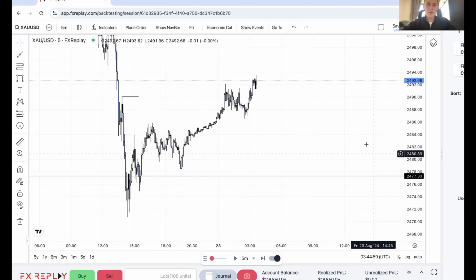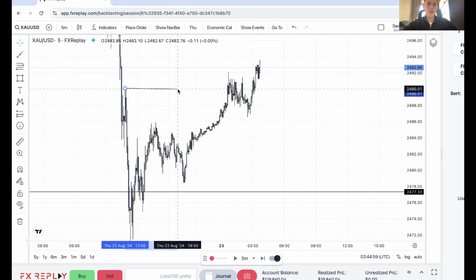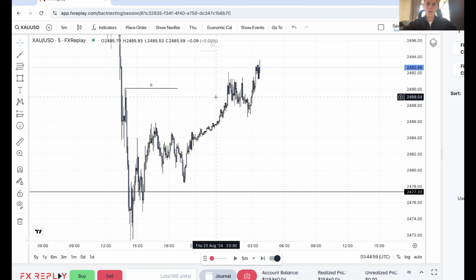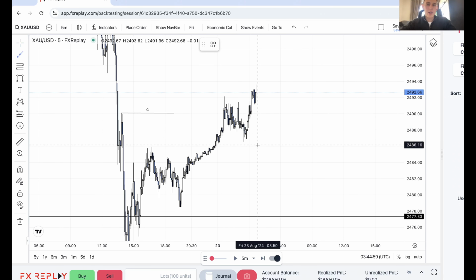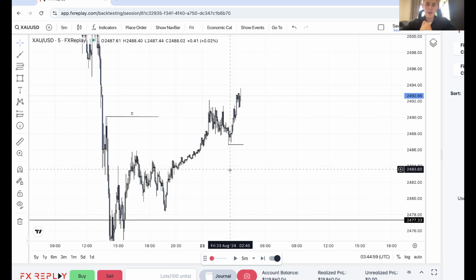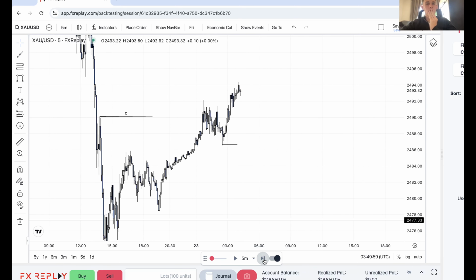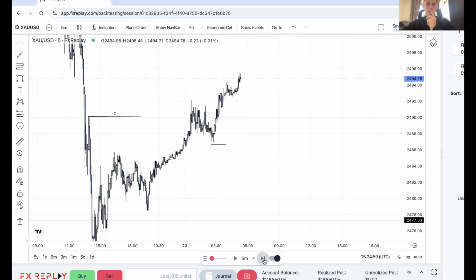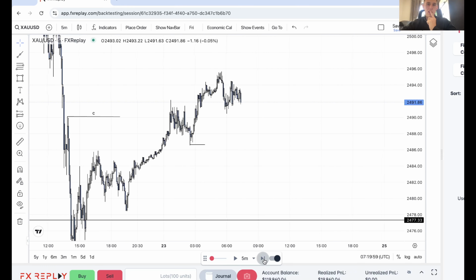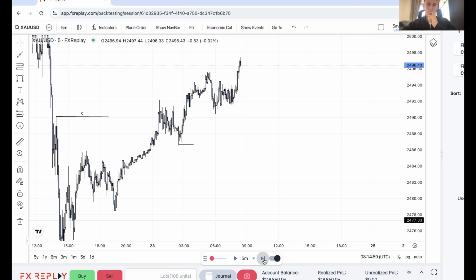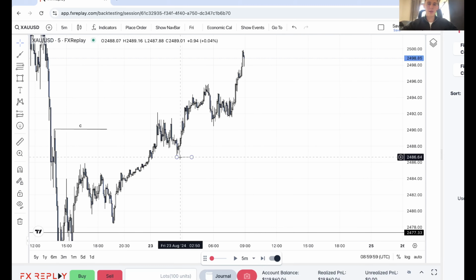There we go. So if we look at the 5-minute, we've had that change of character just there. Not seeing any potential entry areas. Maybe if price can come back and take out this low. Yeah, it doesn't look like that's happening.